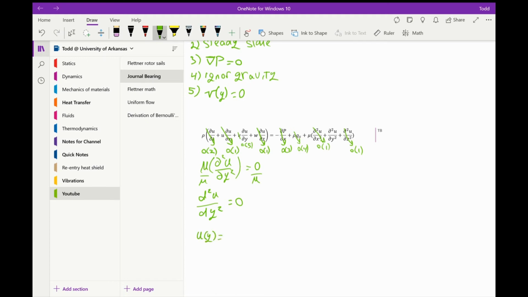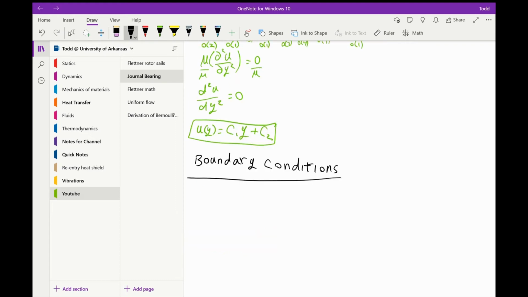When we integrate this derivative twice, we get u with respect to y is equal to constant 1 times y plus constant 2. Now we have a velocity profile, but the only catch is we have 2 unknown constants. This is where boundary conditions come in. We're going to assume boundary condition number 1 is the bottom plate, and where our coordinate system is, y is equal to 0, and also our velocity at that point is also 0.